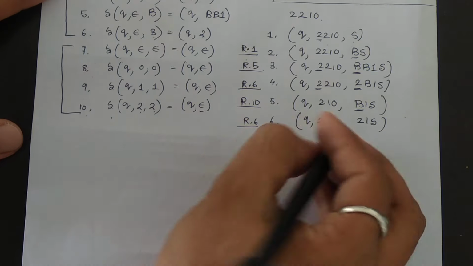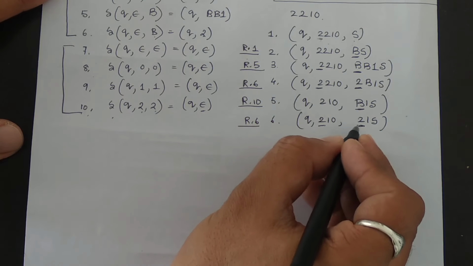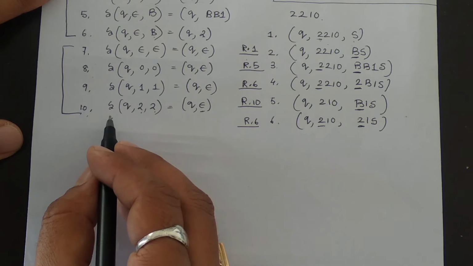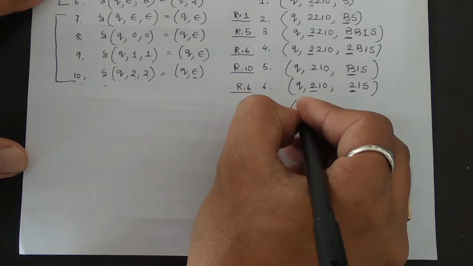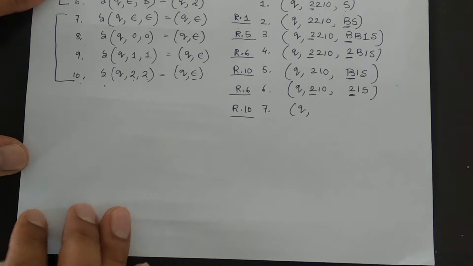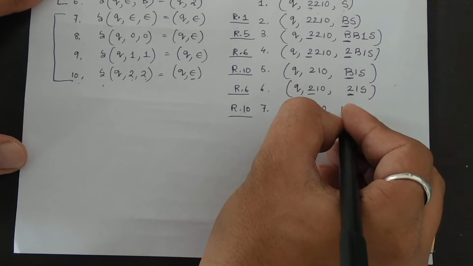Clear? Now these two are common. That means the input symbol that you are reading, 2, and the top of the stack are the same. So which rule do you have to follow again? Rule number 10. Very good. That means the number 7 transition will be Q. This will be a pop using rule number 10. Clear? So this 2 will be gone. Then 10 will be remaining and 1S will be remaining.